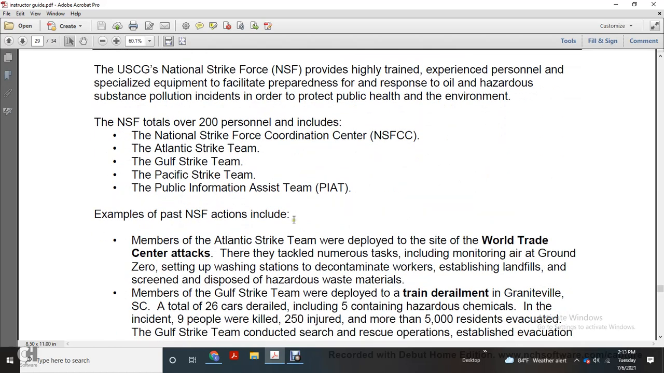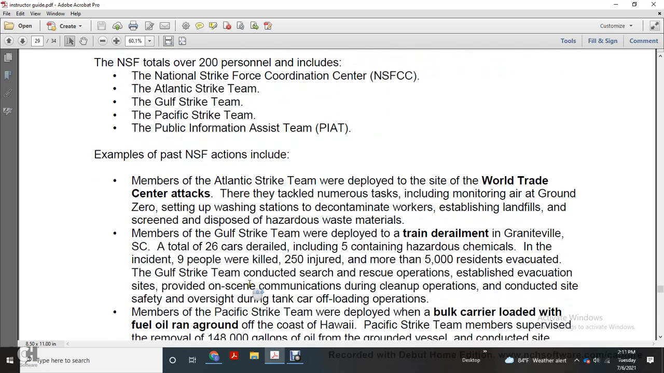Examples of the National Strike Force include members of the Atlantic Strike Team who deployed to the World Trade Center site. Their tasks included monitoring air at ground zero, setting up a wash chamber for decontaminating workers, establishing landfills, and overseeing the disposal of hazardous waste material.